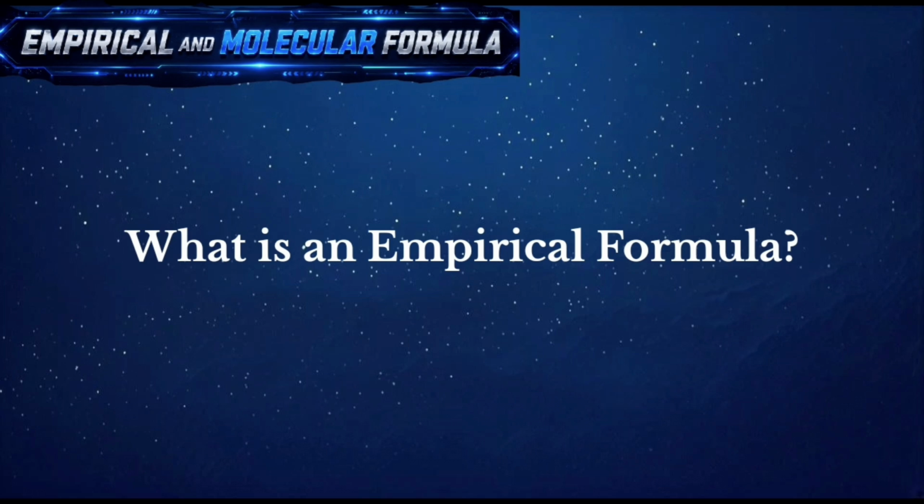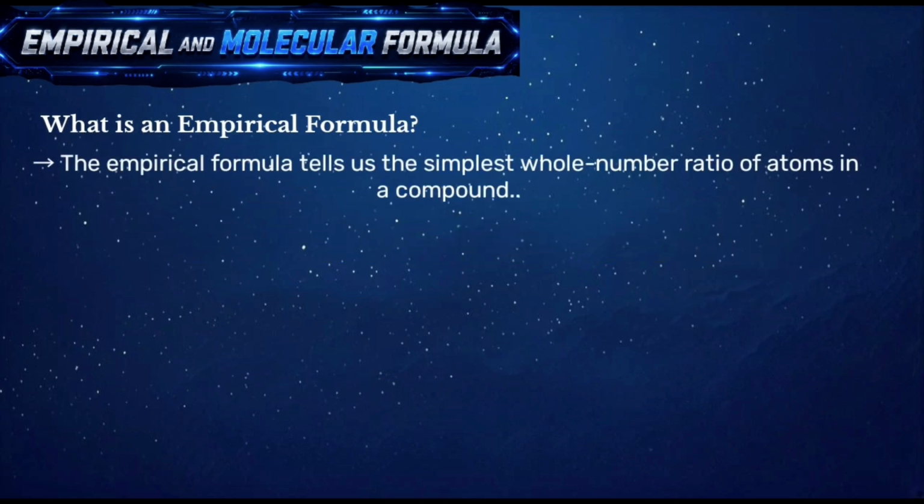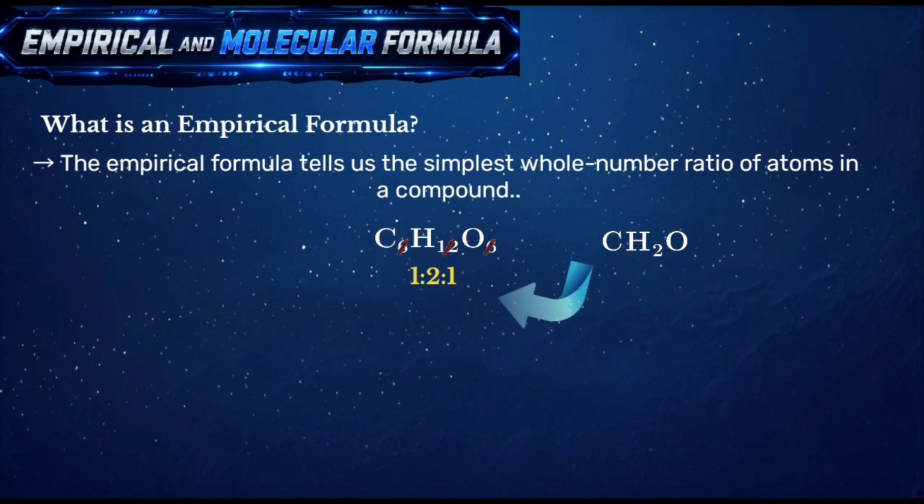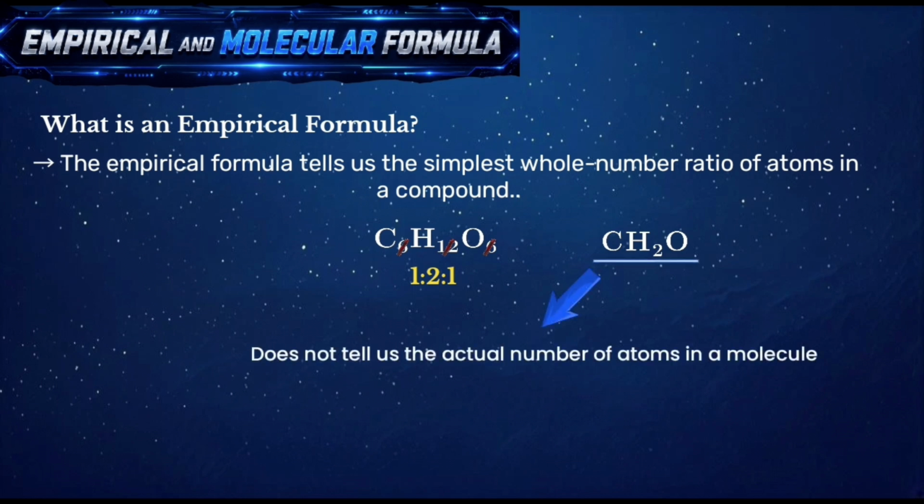What is an empirical formula? The empirical formula tells us the simplest whole number ratio of atoms in a compound. For example, consider glucose, C6H12O6. If we divide all the subscripts by 6, we get CH2O. This is the empirical formula because it represents the simplest ratio of carbon, hydrogen, and oxygen atoms. Notice that CH2O does not tell us the actual number of atoms in a molecule. It only tells us the ratio.